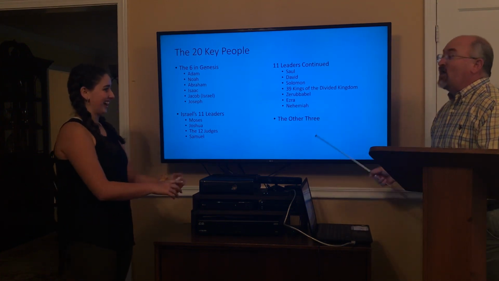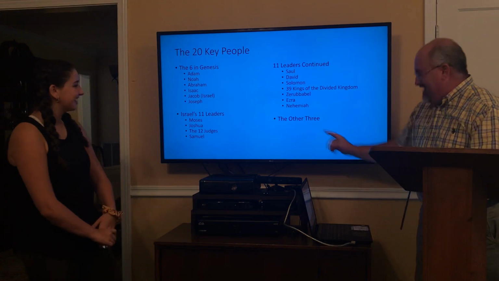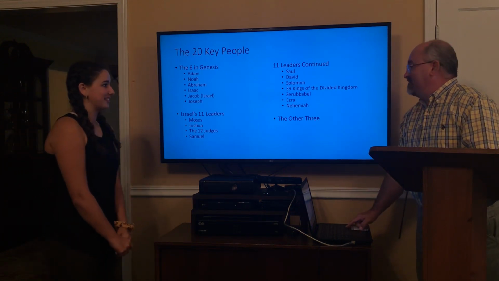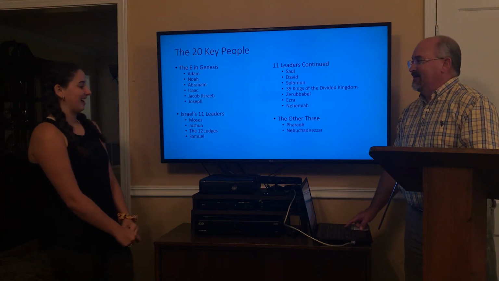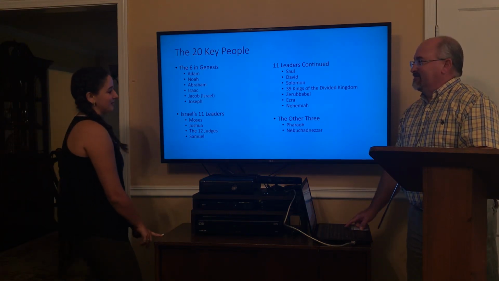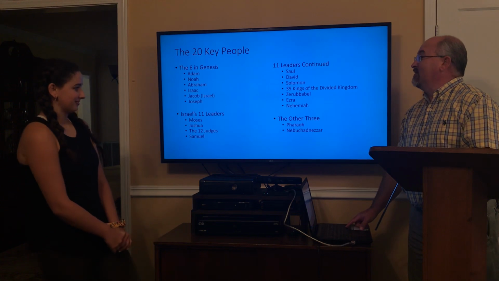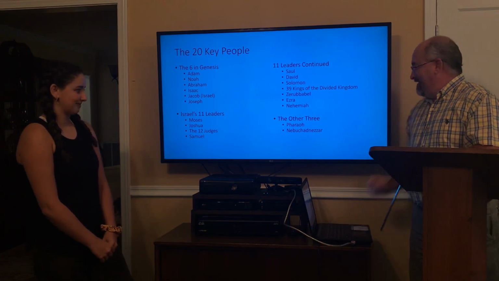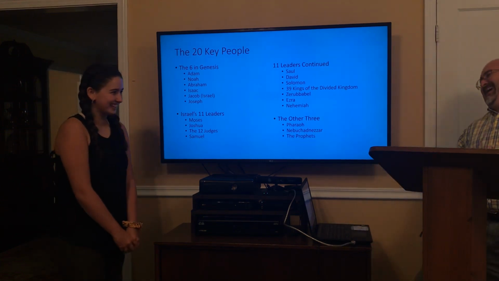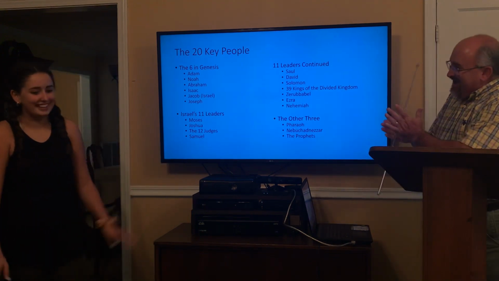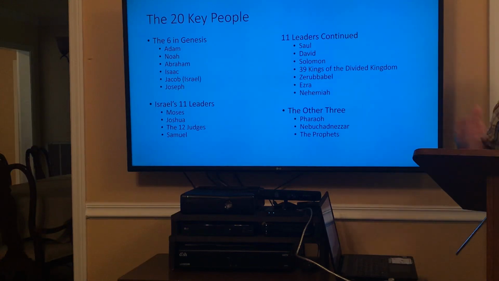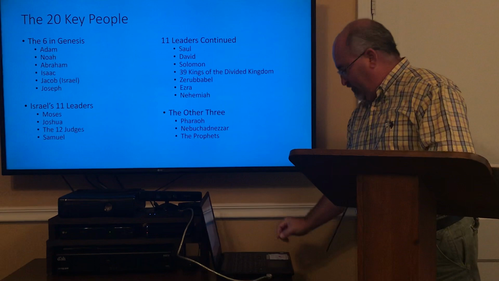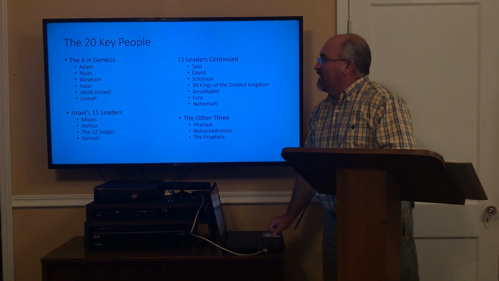Now we have the other 3 out of the 20. Who were the other 3? Pharaoh. Very good. Nebuchadnezzar. And the 5 major and the 5 minor. Prophets. Yay! Good job, Emery. Emery did a great job. I hope you're beginning to get a gist of these individuals. As we go through, it'll just help you out.